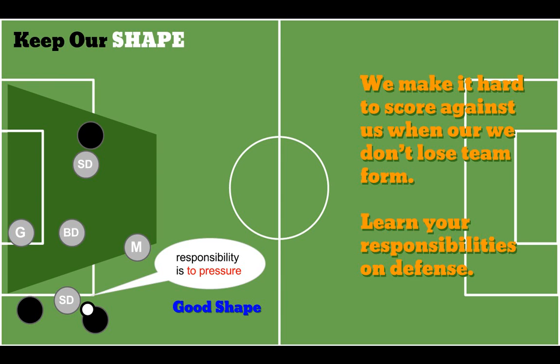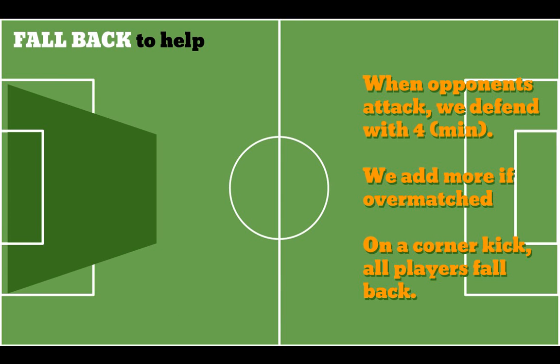The final concept is falling back, and it's a very easy one to understand. I just want to say a couple obvious things here. One is that when opponents are attacking, we should always have at least 4 people defending, our 3 defenders and the midfielder, at a minimum. So we always have 4 back when we're under attack. If we're overmatched, if we can't clear the ball, or if they have more people than we do, then we want to add more.